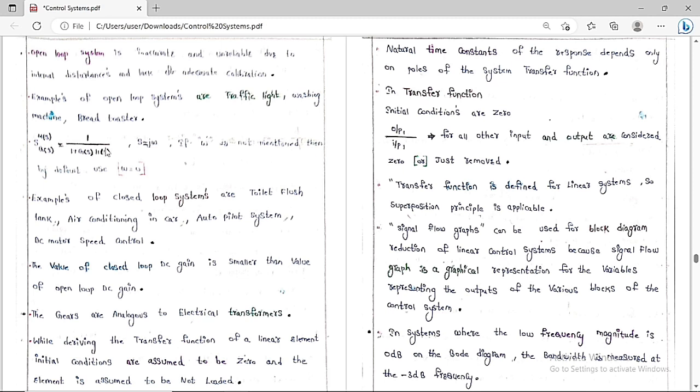Now the next point is the sensitivity of M(s) with respect to G(s). I have already told you its value is equal to 1 by 1 plus G(s)H(s). If we substitute s equal to j omega, and if omega is not mentioned, then by default we have to use omega equal to 0.